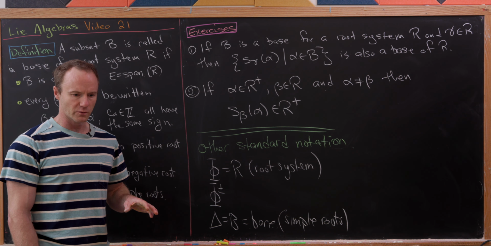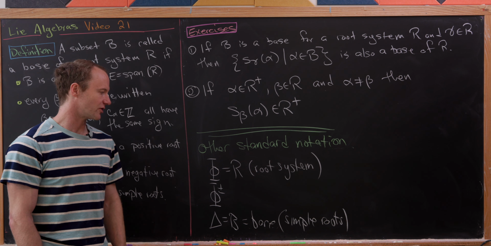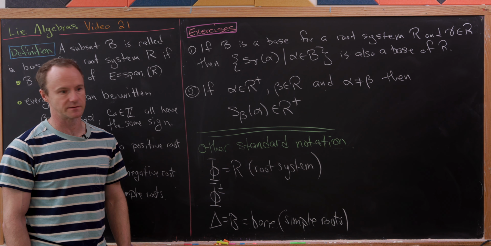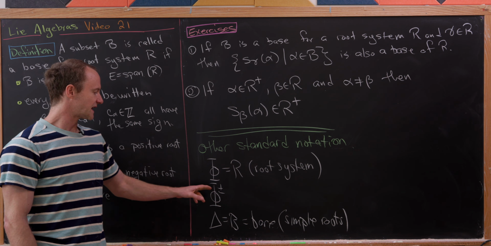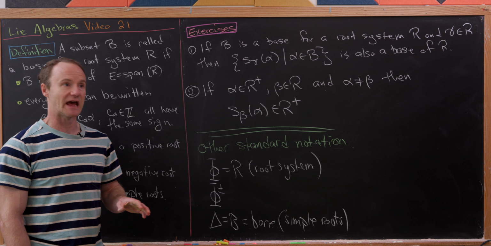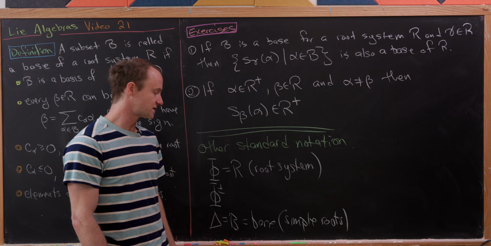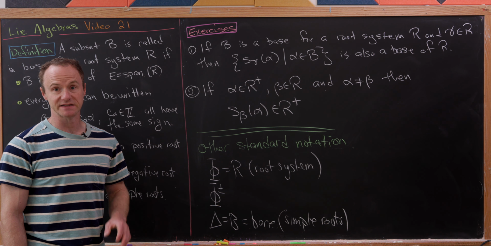And then before we leave everything, I just want to note some other standard notation. Capital Phi is often used for a root system. Capital Phi plus are the positive roots. Capital Phi minus is often the negative roots. And finally, delta is often the base, often called the simple roots. And that's a good place to stop.